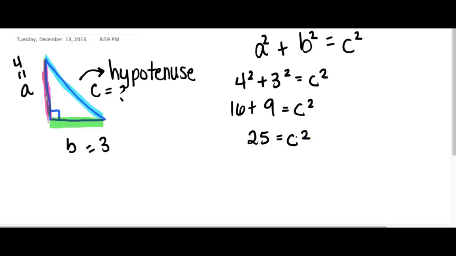Do you kind of remember when we talked about how to undo that little square? Good, we take the square root. So what we're going to do is I'm going to do the little check thing on both sides, if you don't mind. And it's going to end up being what times itself gives us 25? Good, 5, and that equals C. So the hypotenuse here would be 5 units.